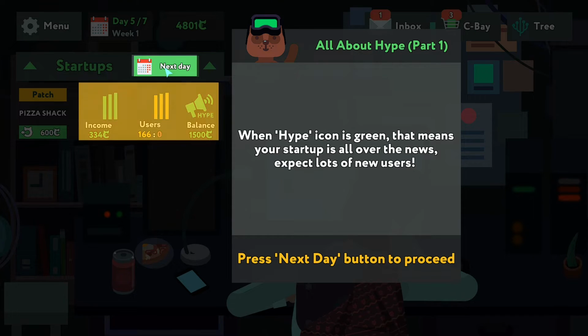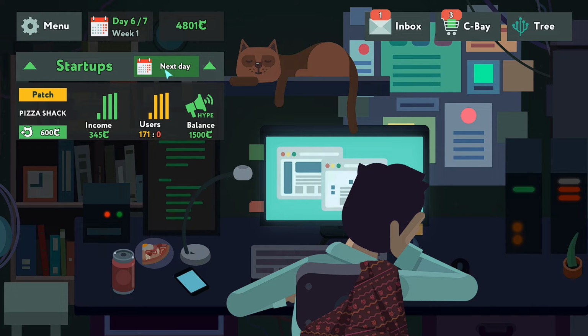The cash is flowing. When the hype icon is green, that means your startup's all over the news. Okay, cool. So I'm just making tons of money from sorting square boxes and round boxes. Hey, and now I have pizza. Haha, look at that.